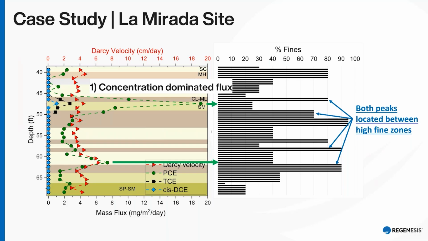The second peak down below has higher Darcy velocity, but maybe not as much PCE mass flux or mass moves through this zone. So we can denominate this more as a Darcy-dominated flux. The mass flux is being moved because the water is moving.